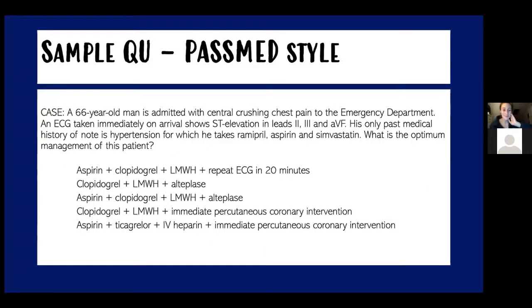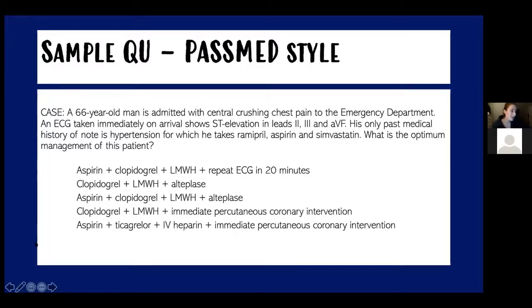Okay. 66-year-old man is admitted with central crushing chest pain in the ED. An ECG is taken, which shows ST elevation. His only past medical history is hypertension, which he takes Ramipril, aspirin, simvastatin. What is the optimum management of this patient? So this is a PASSMED style question. So you've got the risk factors: older, male. Then you've got your central crushing chest pain. So you're thinking already ACS. You've got your ECG that's been taken, and then it's telling you where the ST elevation is rather than giving you the image itself. And then you've got another risk factor here of his hypertension.